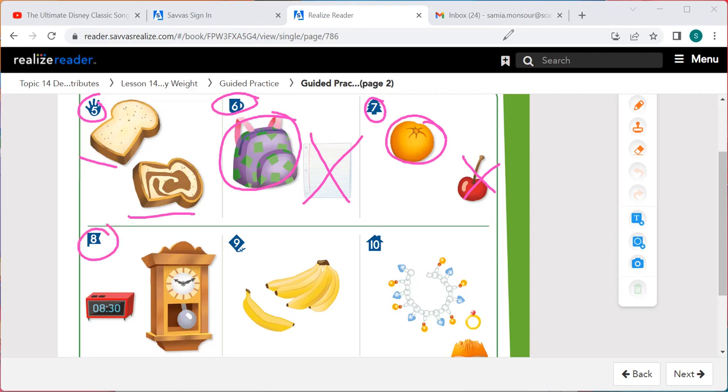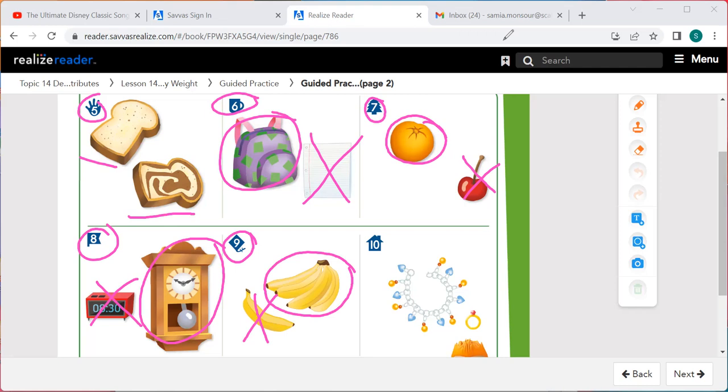Number 8, we have this larger clock, and then we have a smaller alarm clock. Which looks heavier? The larger clock looks heavier, and this looks lighter. Number 9, we have some bananas. So we have a bunch of bananas, and then we have one single banana. So which would be heavier? Of course, the bunch of bananas. And the single banana would be lighter.